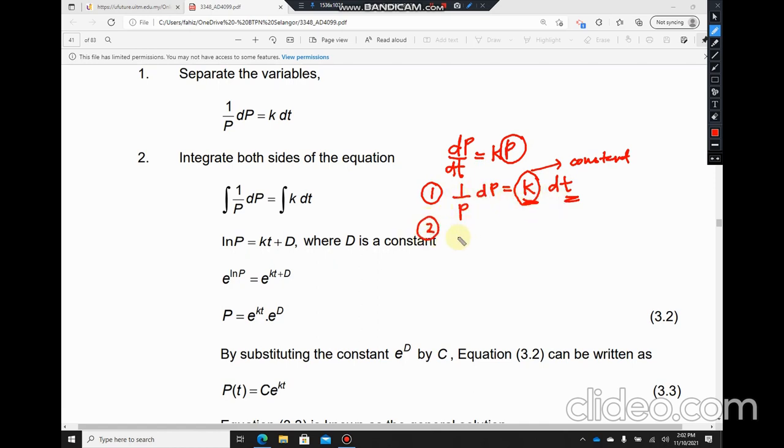Okay, second step, since this is a separable equation, you can integrate both sides. Integrate K dt. After integrate this one, 1 over P, you will get ln P. And then K dt, you will get KT, sebab K ni constant kan. So bila awak integrate terhadap dt, awak just put here KT, and then plus D. Biasa constant kan, bila integrate kita guna C, tapi dalam ni kita guna D supaya kita tak confuse nilai C. Okay, where D is a constant.